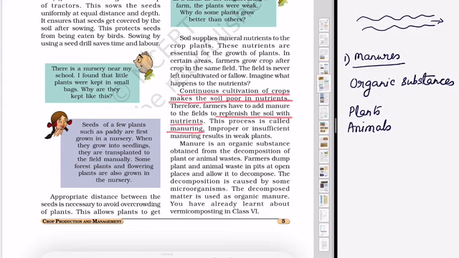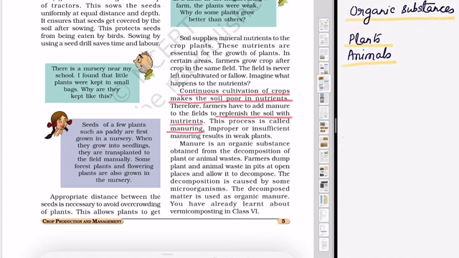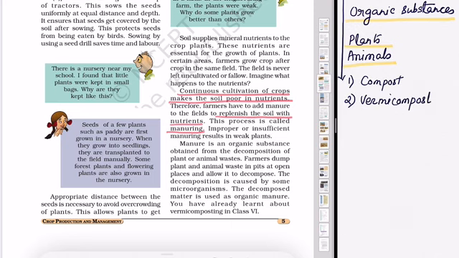Manures are organic substances that are produced by dead and decaying plants and animals. So manures can be of several types. Like first, compost. Compost is made from cow dung and animal waste, and with the help of these things they are decomposed and compost is made. The second one is vermicompost. Vermicompost is made by using red worms, earthworms, because they eat the soil particles and they make the soil porous, and it becomes very fertile.